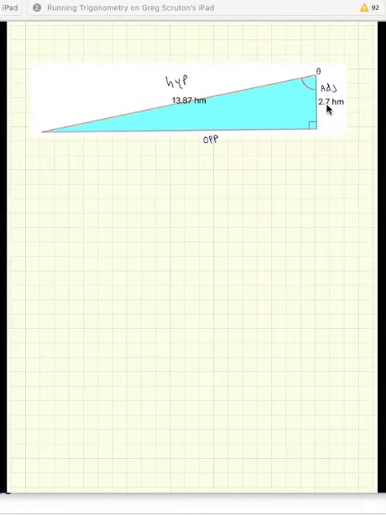We're given the adjacent and the hypotenuse. Adjacent over hypotenuse is our cosine ratio, so that's what we're going to use to solve this. We're going to write cosine of theta is equal to the adjacent divided by the hypotenuse. Let's fill in what we know. We don't know theta, so cosine of theta is equal to the adjacent, which is 2.7 millimeters, divided by 13.87 hectometers.